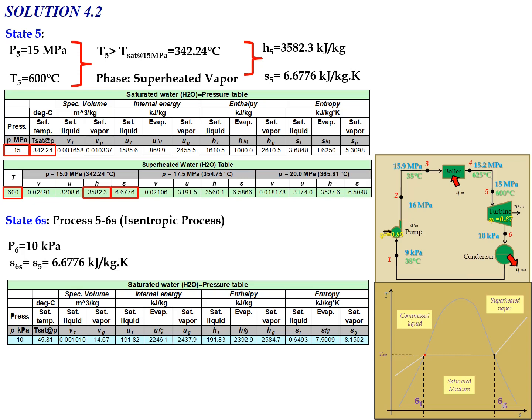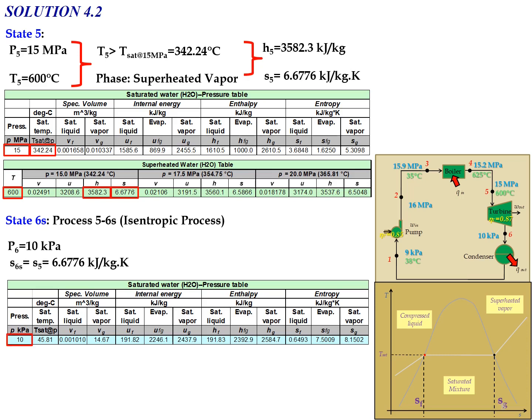So previously, in order to make a comparison to determine the phase, we used the temperature, pressure, and also the saturated temperature. However, here we only have the data for pressure and also entropy. So in order to determine the phase, we need to refer to the entropy value S6S, and also we need to refer to the values of SF and also SG at 10 kilopascal by using the saturated water table based on pressure.